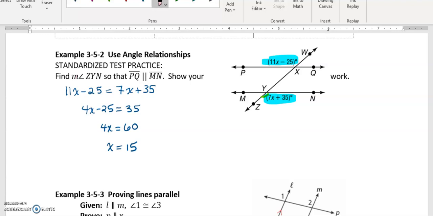It asked for the measure of that angle. So we need to substitute that in. 7 times 15 plus 35.